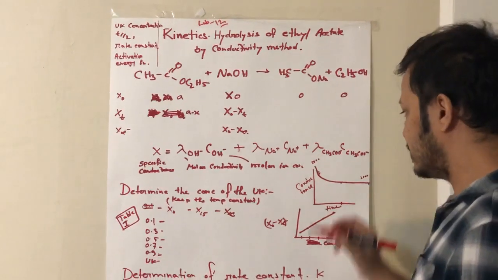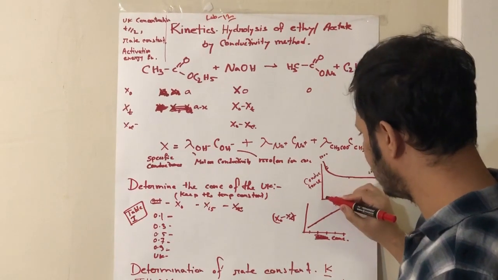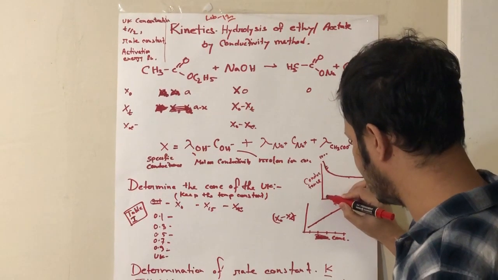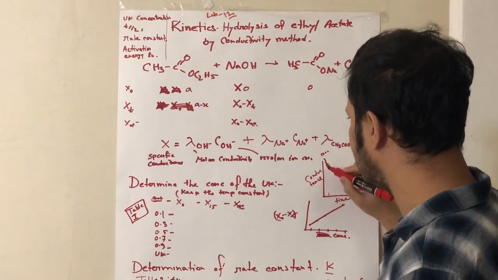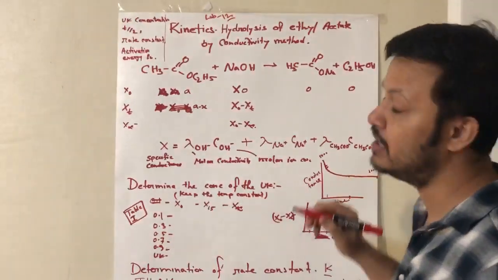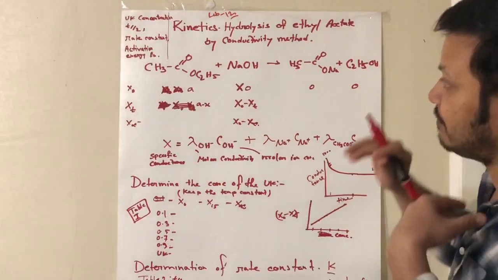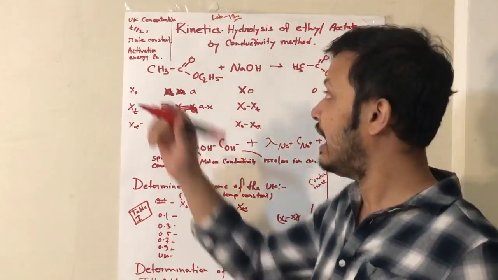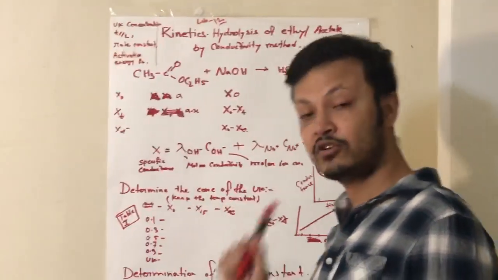Suppose it is this or whatever it is. The time needed to go to that point, that means here it can be 5 minutes, 10 minutes, whatever, that is the half-life time of the reaction. So with the help of these we will try to find out the half-life time of the reaction. And what is the rate constant?